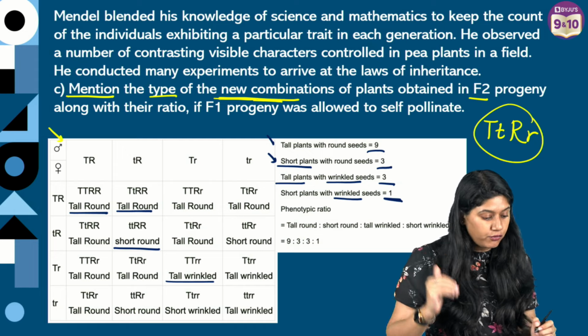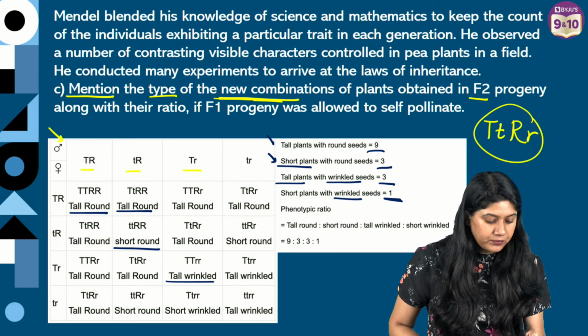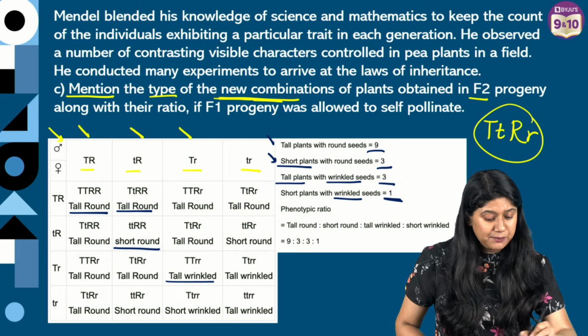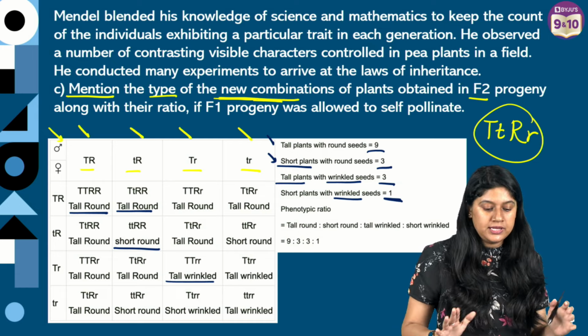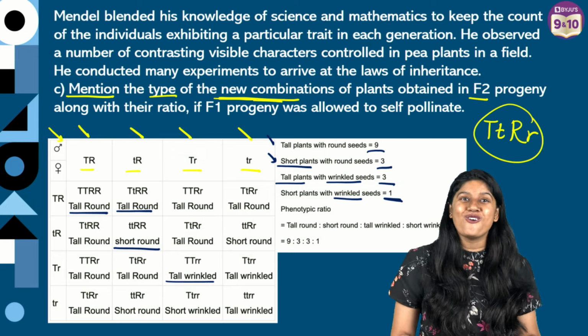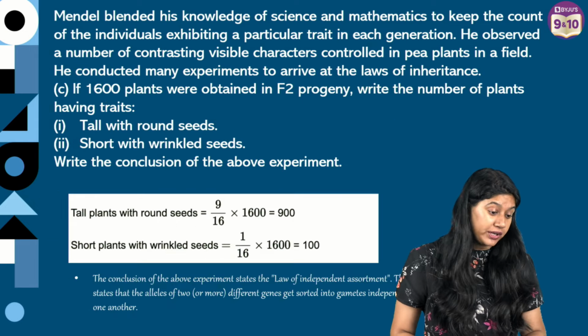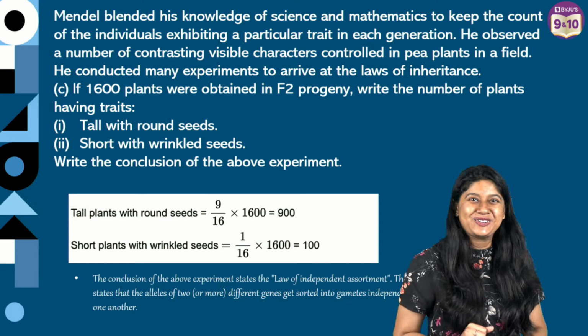We'll do the selfing of it. We will write all the gametes in this way, and of course we will cross it and we'll have the important characteristic features. Easy peasy. So that was a part of the C. Now we have another question over here for the OR part. Let's take a look at that.